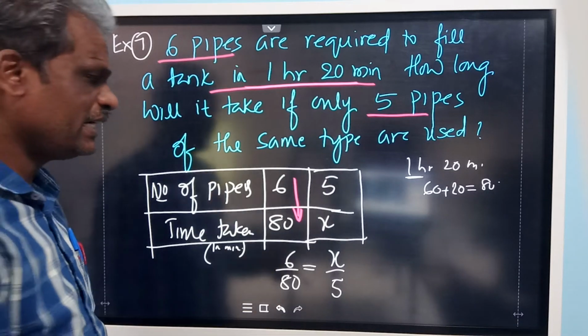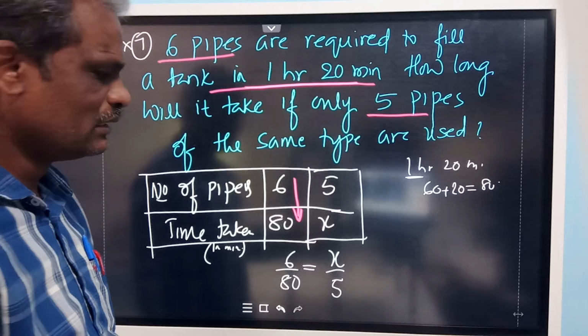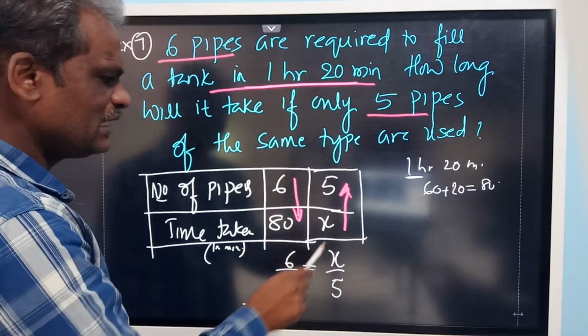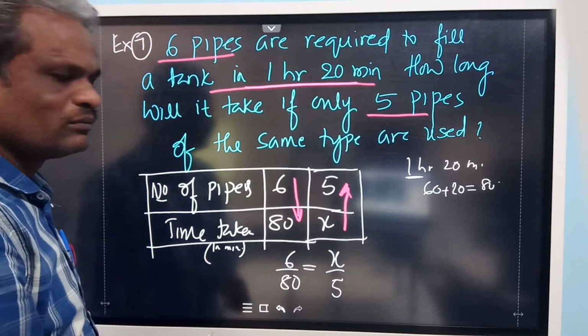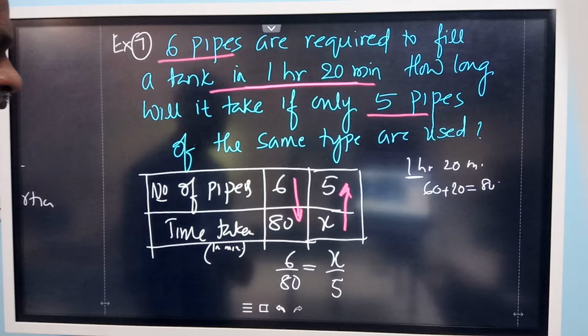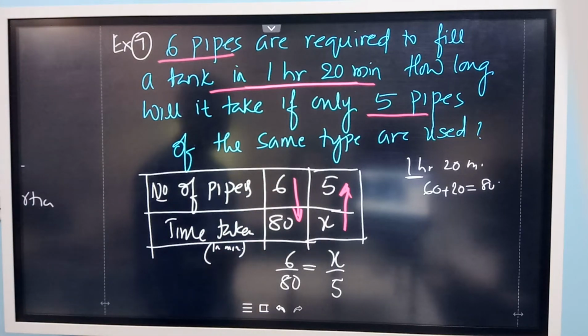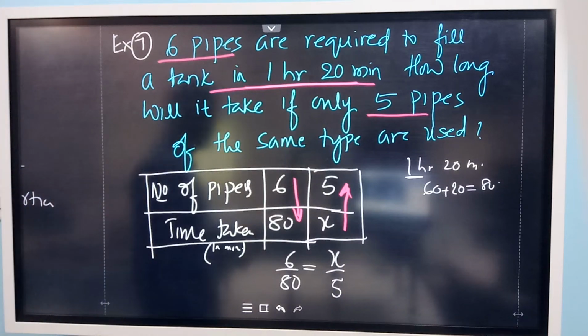So if it is direct proportion, 6 by 80 is equal to 5 by x, but if it is inverse proportion, you have to reverse this one. So you write like this, 6 by 80, here x by 5. Or otherwise, the product of the two quantities, 6 into, you have to multiply that. The product is always the same. Then you will simplify this one, you will get the value of x.